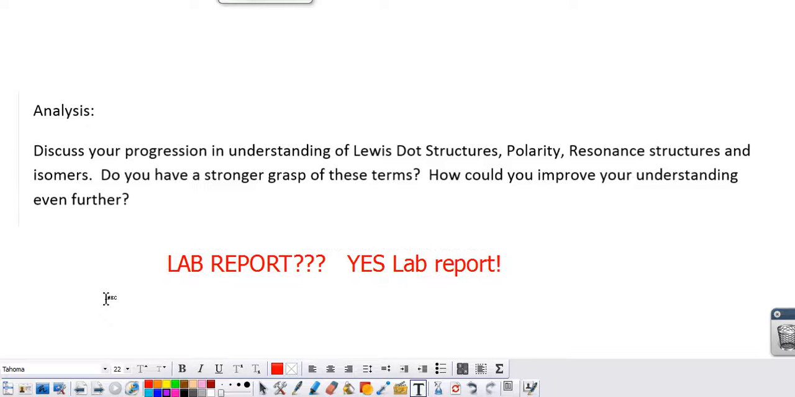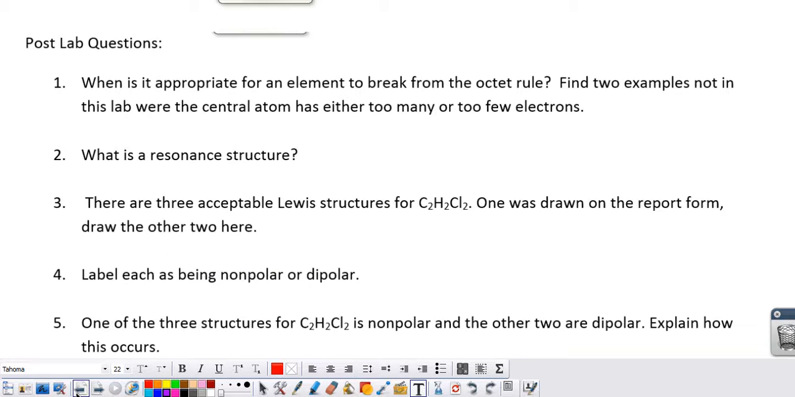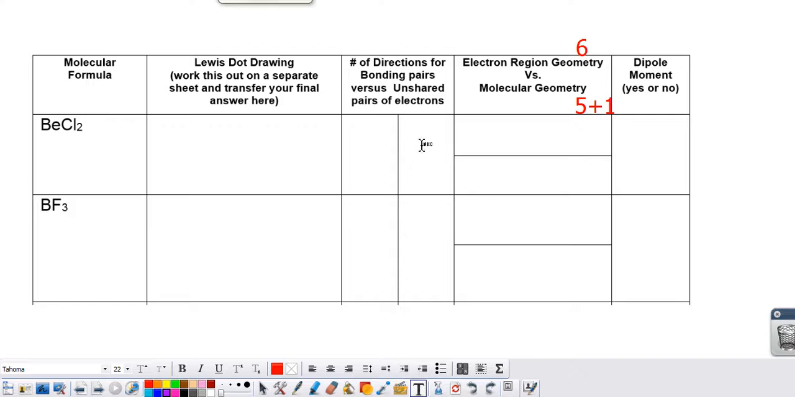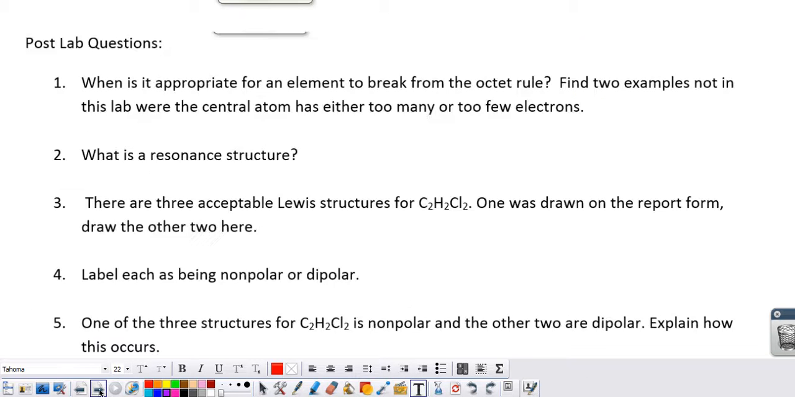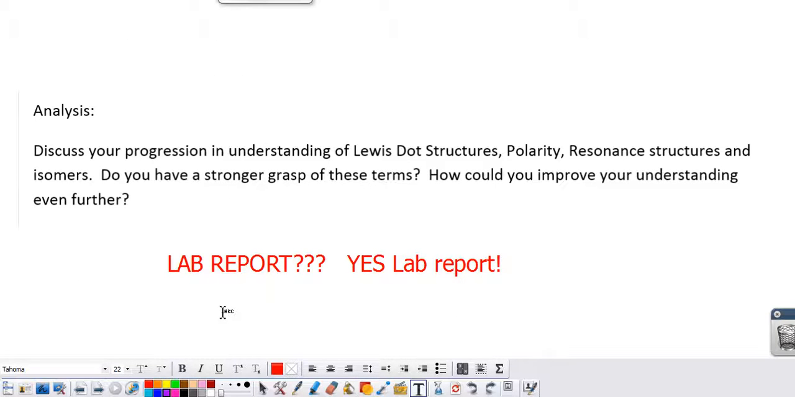You're still doing a standard lab report. Name, purpose, procedure. Data is a little sketchy. I'm not sure. Oh, I know. Your data is all of these charts. I'm not asking for many things in terms of observations. No graphs, just the charts. You have those questions to answer.